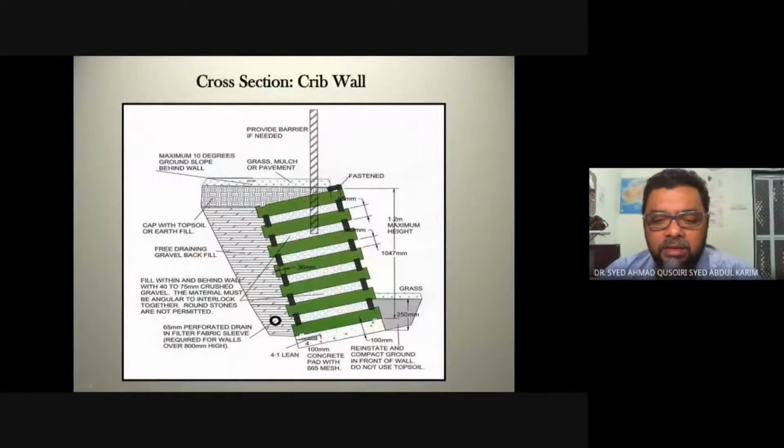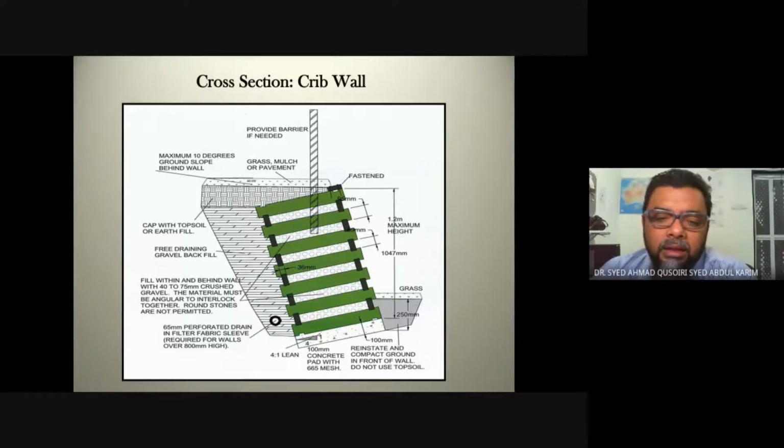So this is a cross section of the crib wall. First of all, they will build the base at an angle, a ratio 4:1, or whatever the engineer decides. And then they will start to stack up this concrete crib, arranging it in an orderly fashion, one by one, until it reaches its top where it is fastened. Okay, it will not move anymore.